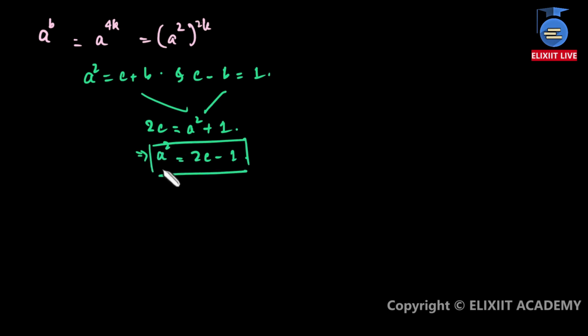Let's see what we can get from here. What is this? This is of the form 2c minus 1 whole to the power 2k. Basically, you are going to see what the remainder is when this is divided by 2. So this is of the form 2c minus 1 whole to the power 2k.